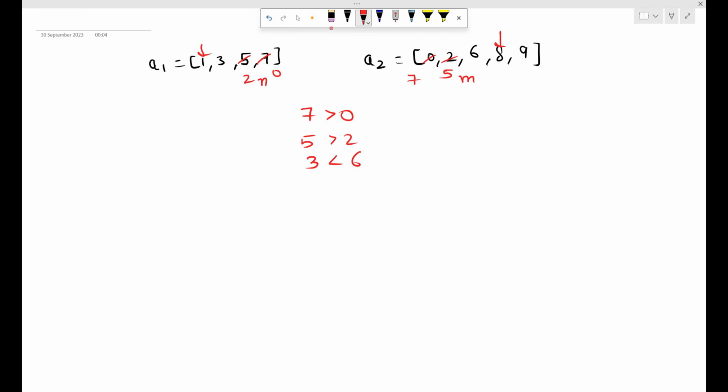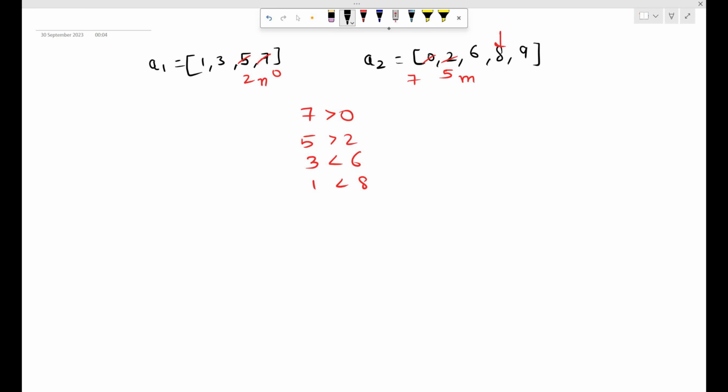Now, comparing 1 and 8. 1 is less than 8. The order seems correct, right? We will move to the next one. Okay. Now, as this is done, whichever array is remaining, if one array is done like this, we will put all the remaining elements of the other array, that is this 9. So this 9 will remain as it is.